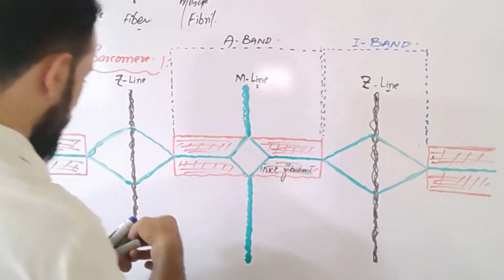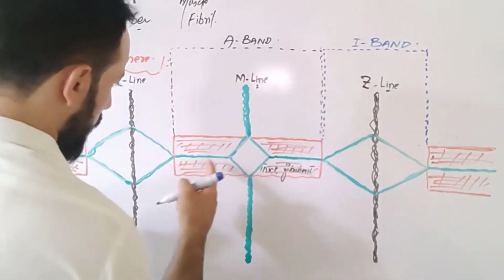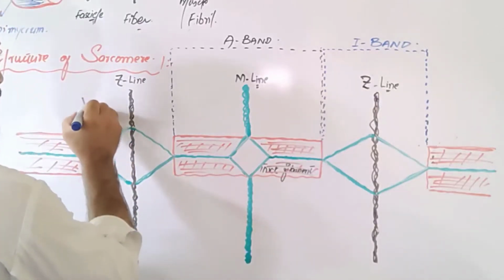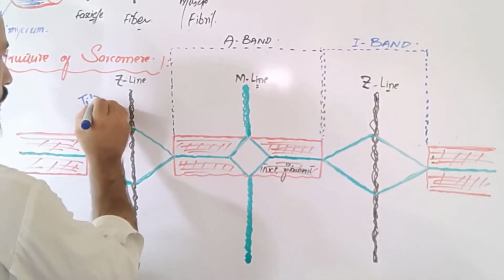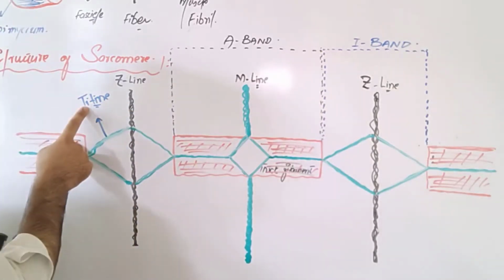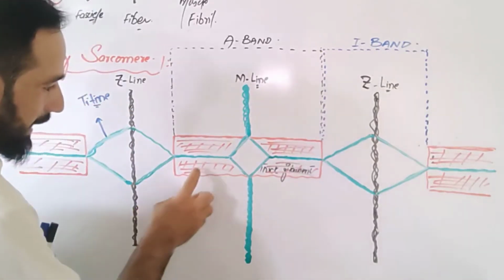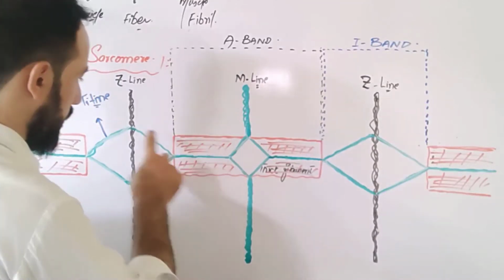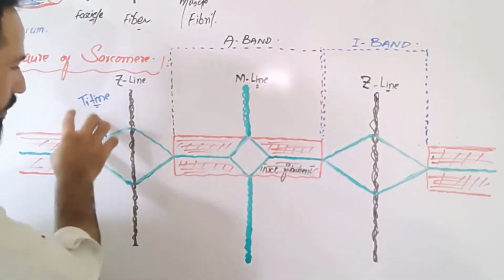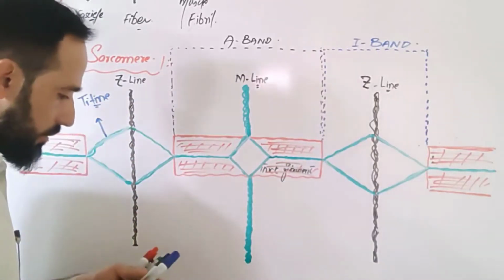Now, the proteins I'm talking about are called the titin proteins. These titin proteins are stabilizing the thick filament, connecting the thick filament to the M line. So these are made up of titin proteins, right?